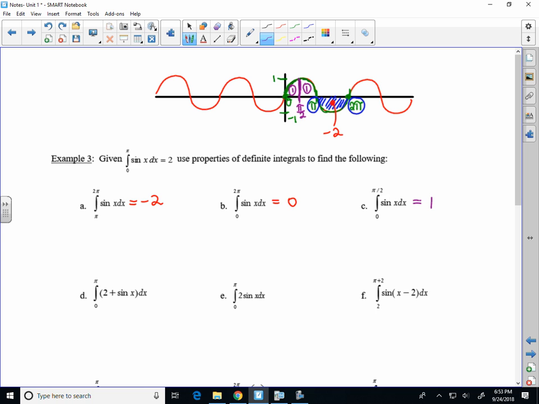Right? Some of them are a little easier than others, though, because in D, you have a sum that's telling us that we can break up the integral, go from 0 to pi for the function 2, and then go from 0 to pi for the function sine of x. Asked and answered. 0 to pi, they gave that to us, that's 2.